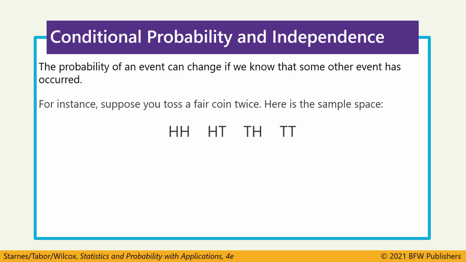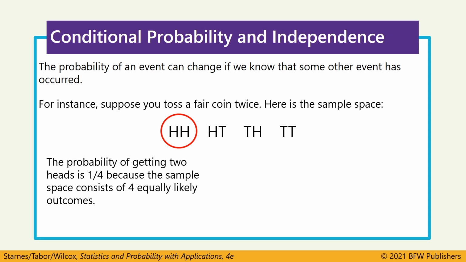Let's say we flip 2 coins. We can get any of the 4 outcomes in the sample space, from both heads to both tails to one of each. What's the probability of getting 2 heads? Well, it'll be 1/4 because all 4 of these outcomes are equally likely.